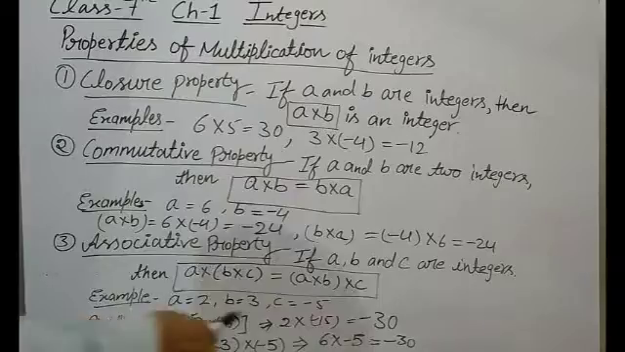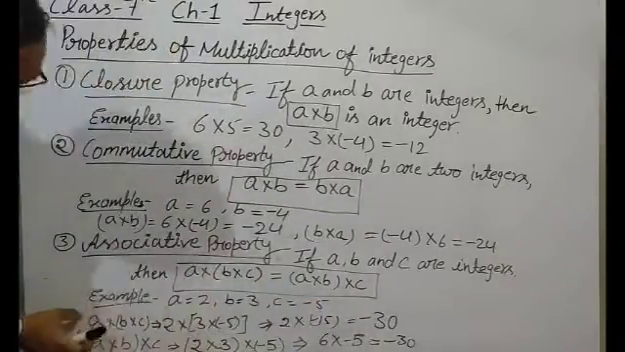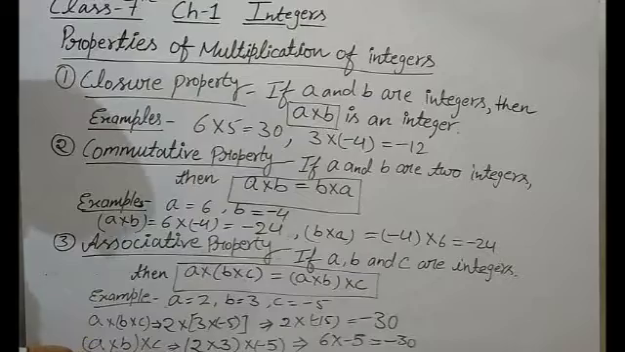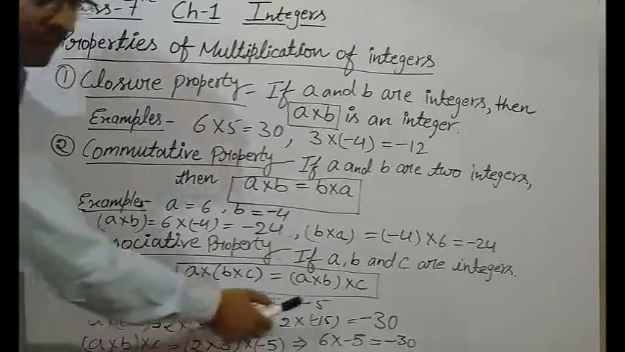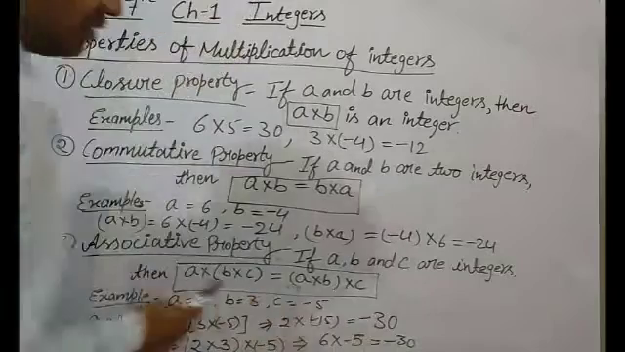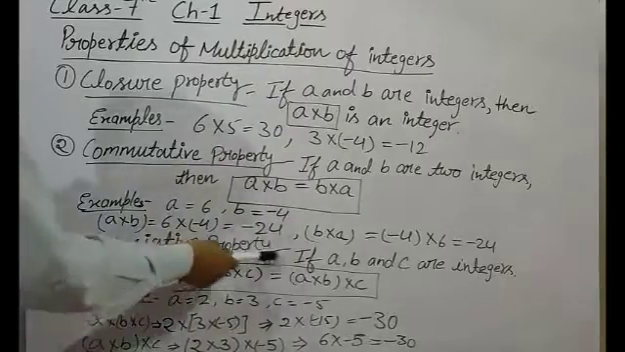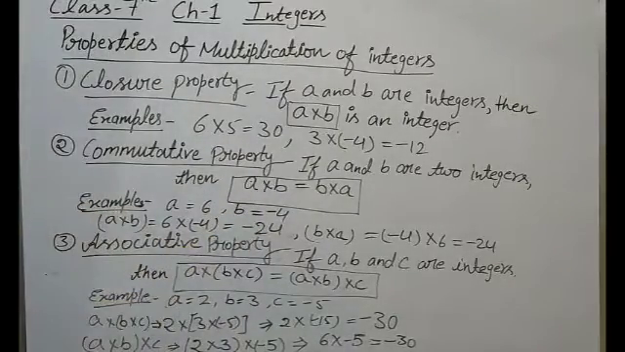So see, students, first we multiply b and c, then a. But now here we first multiply a and b, then c. But both our answers are the same. There is no change in the answer. So the associative property of multiplication is verified.